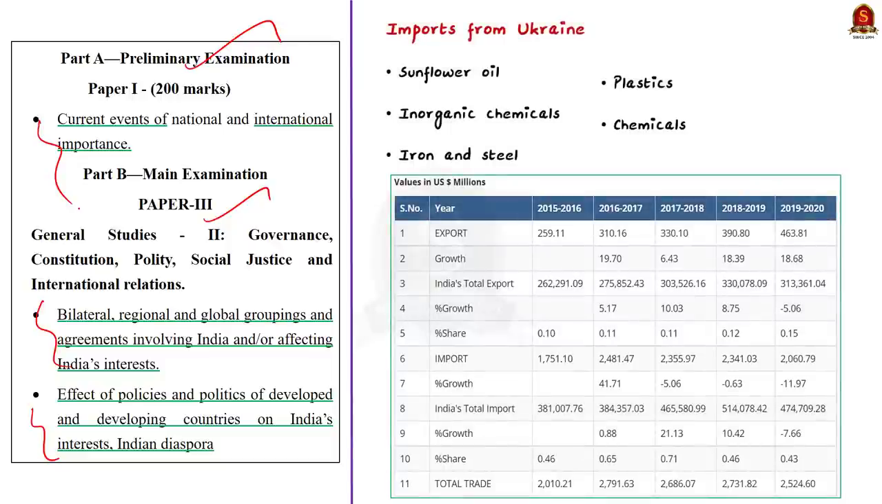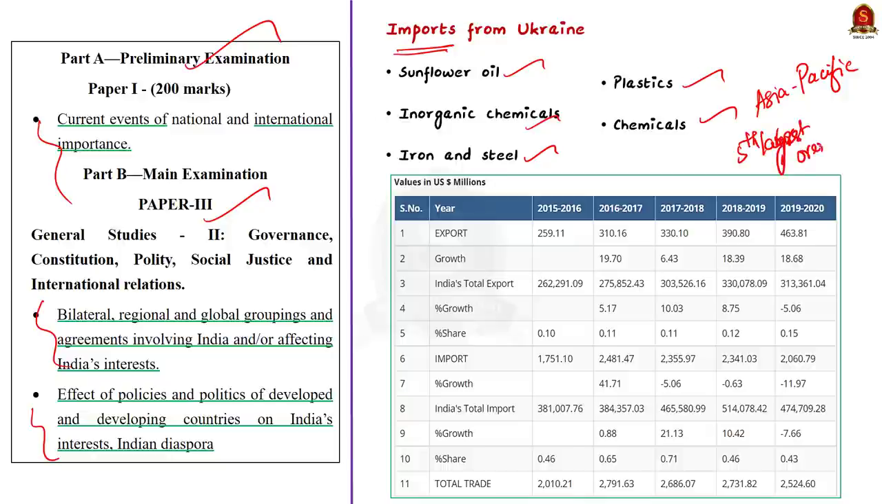First of all, let us see the major imports of India from Russia and Ukraine. See, from Ukraine, the major export to India is sunflower oil, followed by inorganic chemicals, iron and steel, plastics, chemicals, etc. Note that India is Ukraine's largest export destination in the Asia Pacific and the fifth largest overall export destination. Look at this table here. It shows you the major export and import data between India and Ukraine from the year 2015 to 2020.